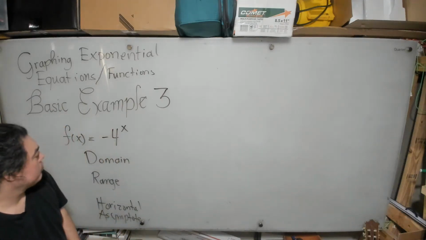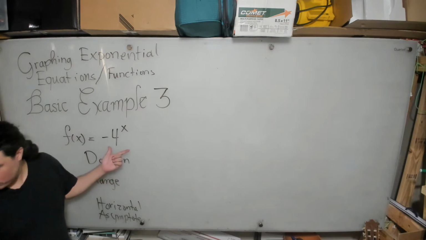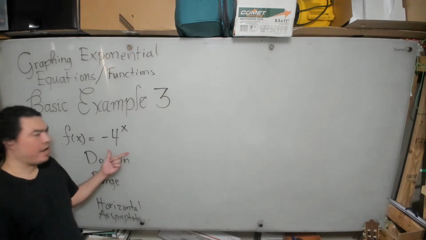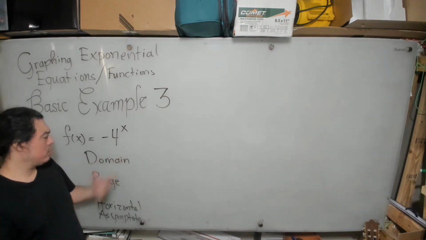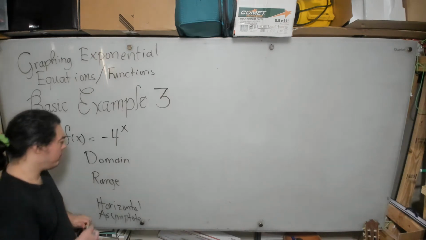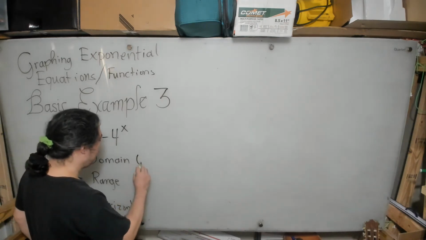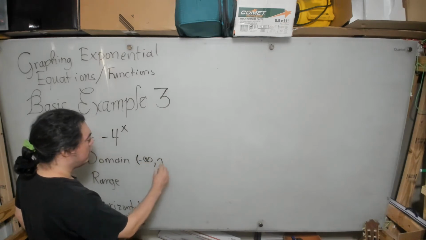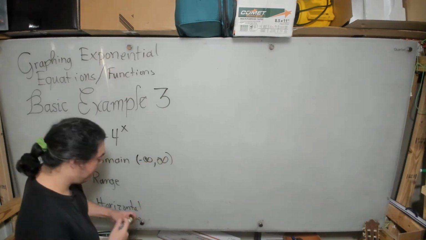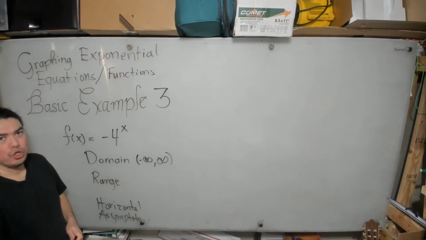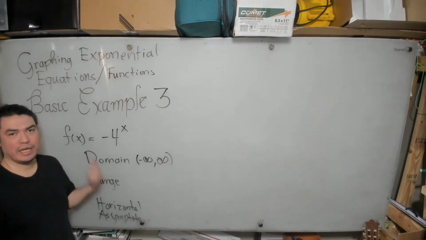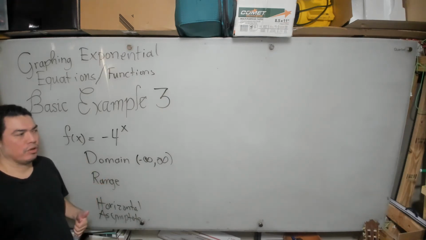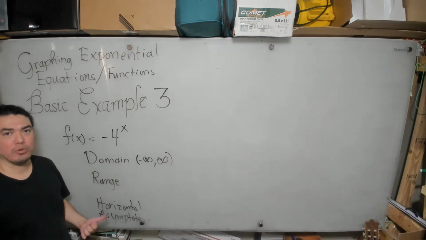So now we're going to graph this example here. f of x equals negative 4 to the x power. We know, of course, that the domain is going to be from negative infinity to infinity. The first thing I'm going to do is address something very important. You might be thinking, David, there's a negative sign in front. So is this even an exponential?